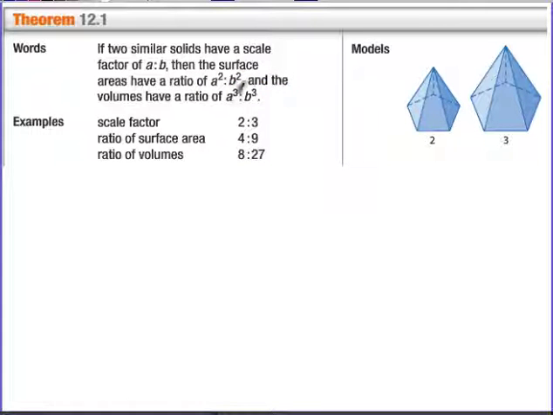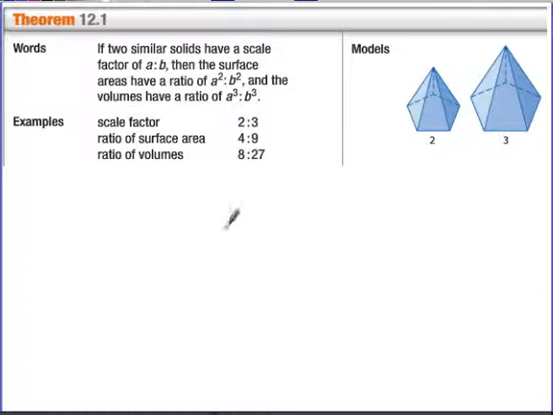Since we're working in 3 dimensions with volumes, we would have to use the cubed factors. So if the scale factor is 2 to 3, it's pretty simple to see that. For the area, square them, it's 4 over 9, and for the volume, cube it.